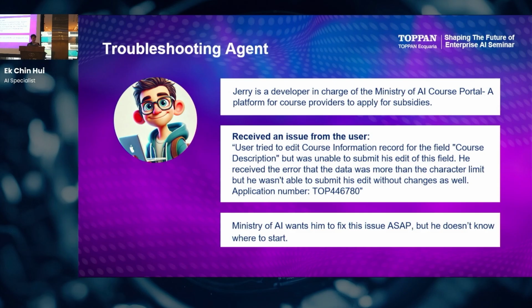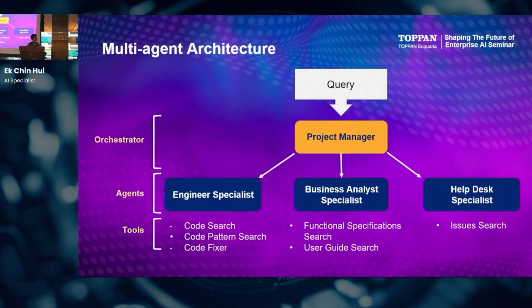So how does the troubleshooting agent actually work behind the scenes? It's powered by a multi-agent system, as mentioned by Ming-Hee, designed to mimic how real teams collaborate in solving technical issues, just much faster and more efficiently. At the top, we have the project manager agent. This agent acts as an orchestrator, receiving the query or problem from the user, like the one Jerry received earlier, and then delegating the subtasks to the right specialist agents.